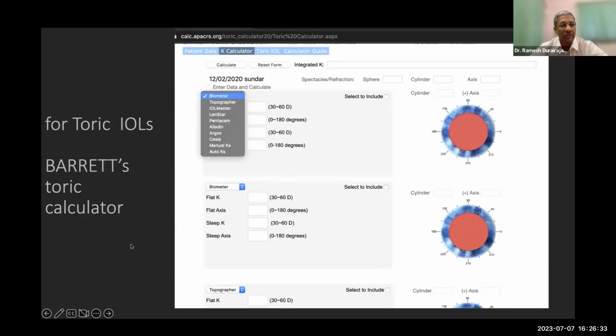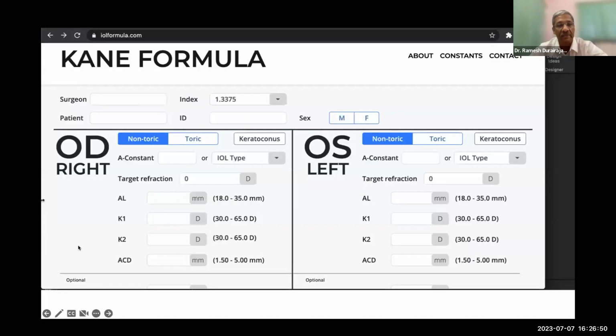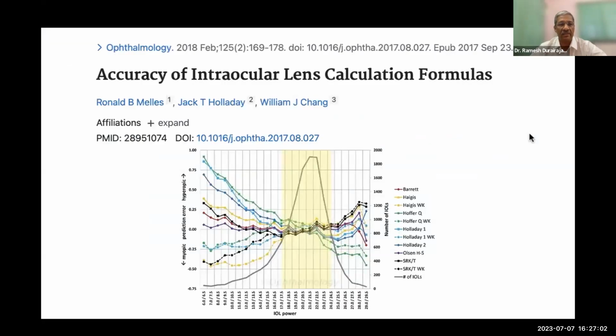If you want a calculation for toric IOLs, you have the option of asking the company which supplies the lens to do it for you. You can also use the online Barrett's calculator. And in eyes which have undergone prior LASIK or which have unusually thin or other abnormal corneas, use the True K calculator. The Kane formula is also available online. It may be superior to Barrett's. You can use both and see. It is applicable for non-toric, toric, and keratoconus patients.